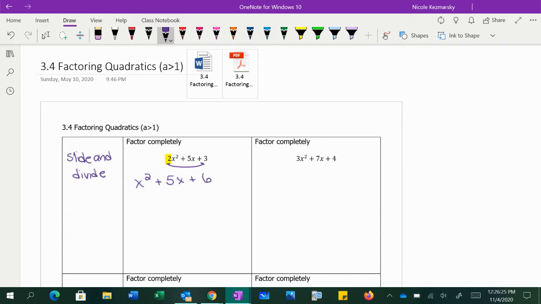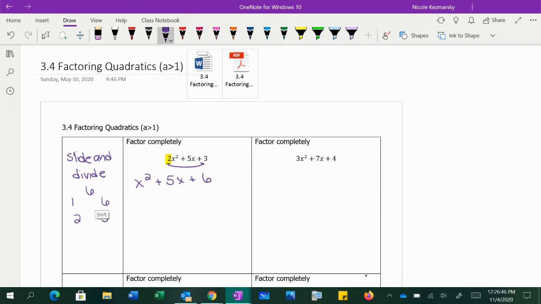This then looks like something that we would factor in section 3.3. And so we're going to start by looking at a factor pair list. So for 6, we're going to have 1 and 6, 2 and 3. And we want the factor pair that's going to add to positive 5 and multiply to positive 6.